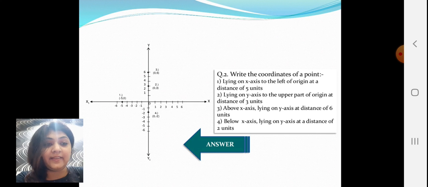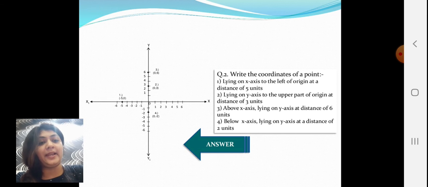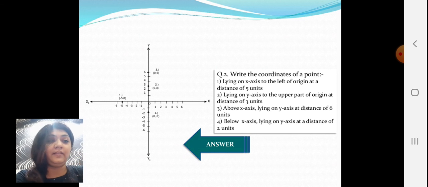Now above the x-axis, lying on the y-axis at a distance of 6 units, your x is 0 and your y is 6. So the answer is going to be (0, 6). Below the x-axis, lying on the y-axis at a distance of 2 units, your answer is going to be (0, -2). You can see that I have plotted the given ordinates in this figure.